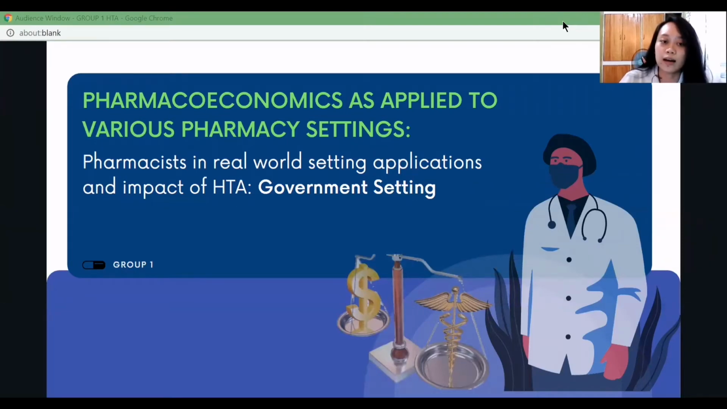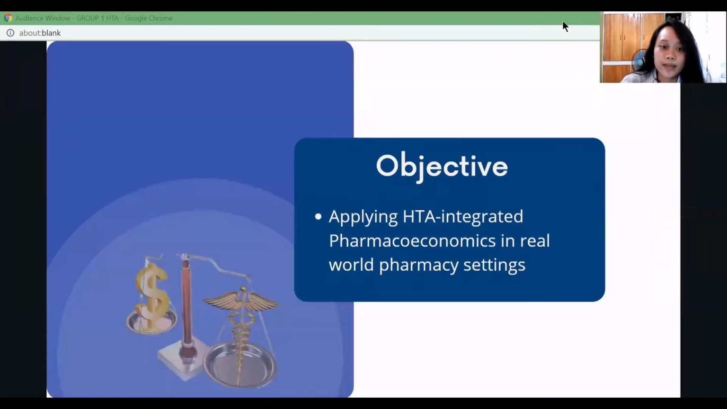Okay, so good day. The topic assigned to us is pharmacoeconomics as applied to various pharmacy settings, pharmacies in real-world setting applications, and impact of health technology assessment or HTA in governance setting. So we are group one. Objective: applying HTA integrated pharmacoeconomics in real-world pharmacy settings.